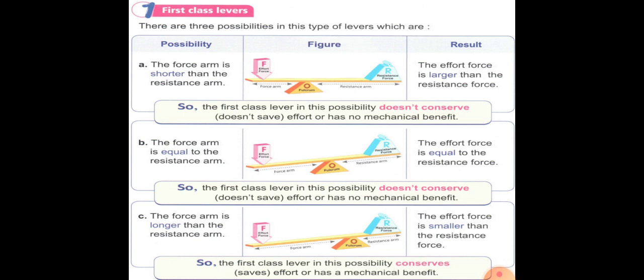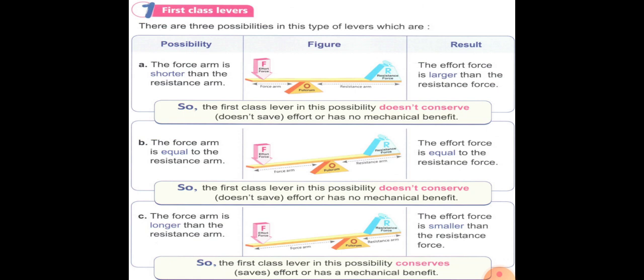Maybe the force arm is shorter than the resistance arm, like case number A. In this case, the result will be that the effort force will be larger than the resistance force. So, when the effort force arm is shorter than the resistance arm, the effort force becomes larger than the resistance force. So, the force which I'm doing with my hand is more than the object which I wanted to cut, which I want to break, which I want to move. So in this case, the lever doesn't conserve my effort, so it has no mechanical benefits.